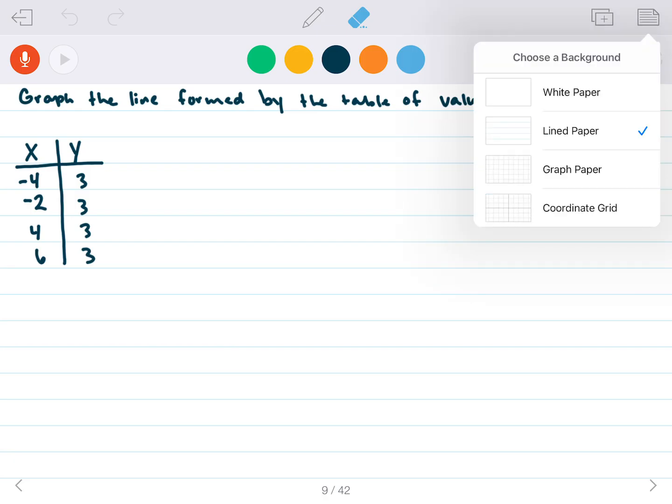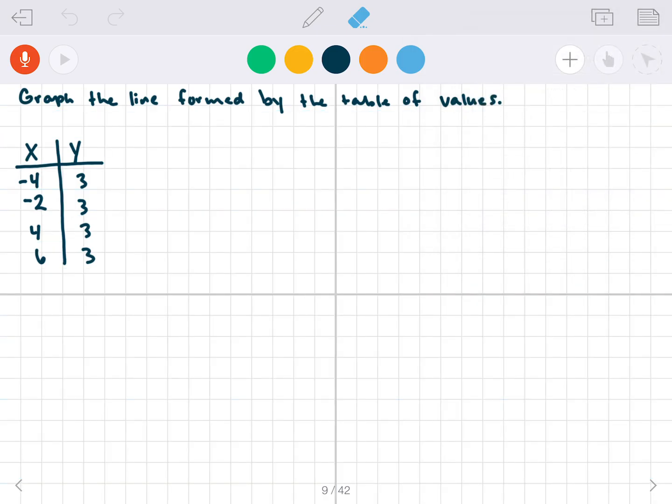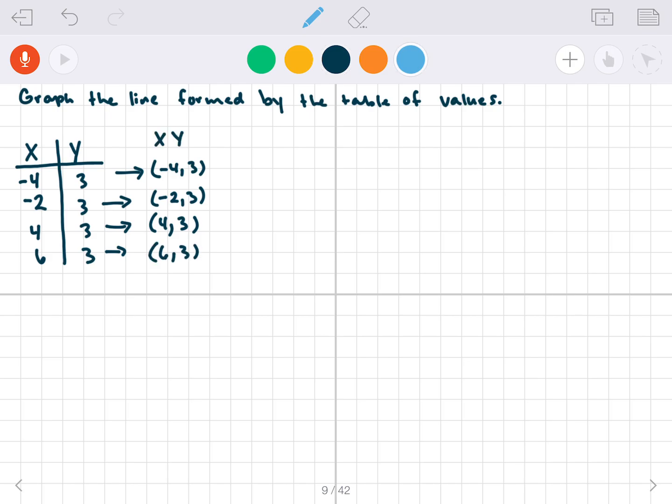Let's try this one, and I'm going to use the coordinate grid again. So, again, if it helps you, go ahead and translate these all to ordered pairs. So this is -4, 3, -2, 3, 4, 3, and 6, 3. So this is our x and our y's. So for this first one, -4, 3, if we start at the middle, the -4 says go to the left 4. So from the middle, go to the left 4. 1, 2, 3, 4. Then this says go up 3. 1, 2, 3. So there I am.